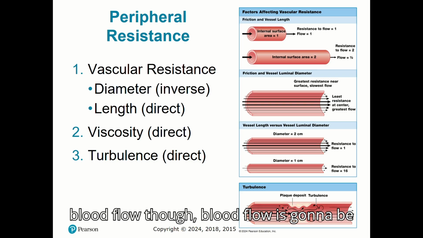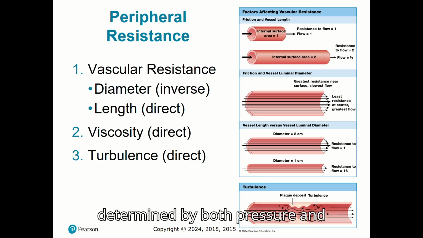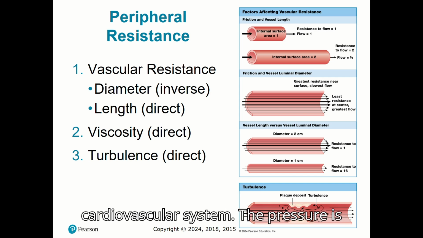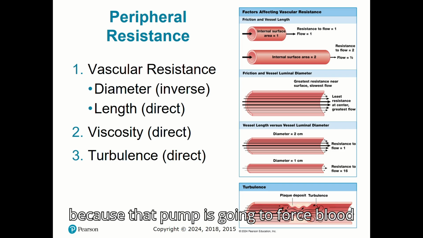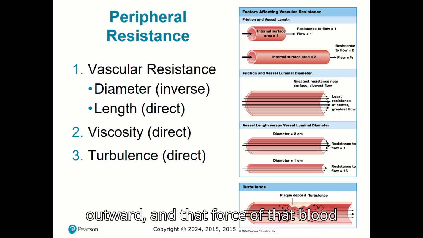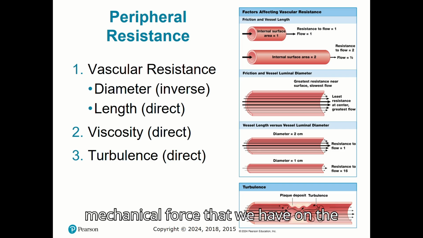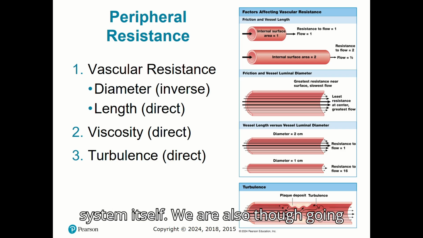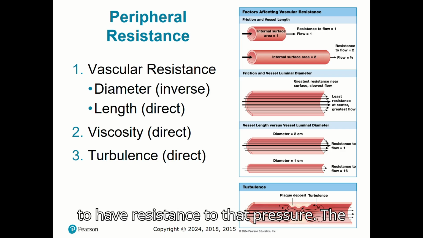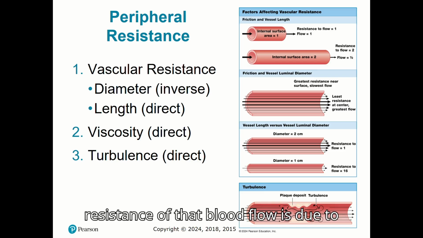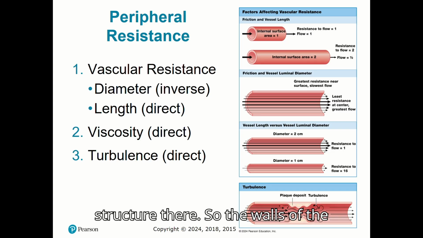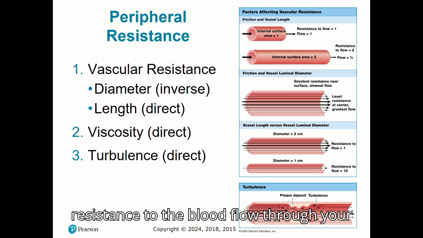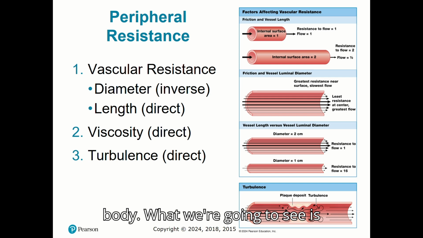When we talk about blood flow, though, blood flow is going to be determined by both pressure and resistance that we have within our cardiovascular system. The pressure is going to be generated by the heart itself because that pump is going to force blood outward, and that force of that blood outward is creating that pressure, that mechanical force that we have on the system itself. We are also, though, going to have resistance to that pressure. The resistance of that blood flow is due to the fact that there is a physical structure there. So the walls of the blood vessel are going to provide resistance to the blood flow through your body.